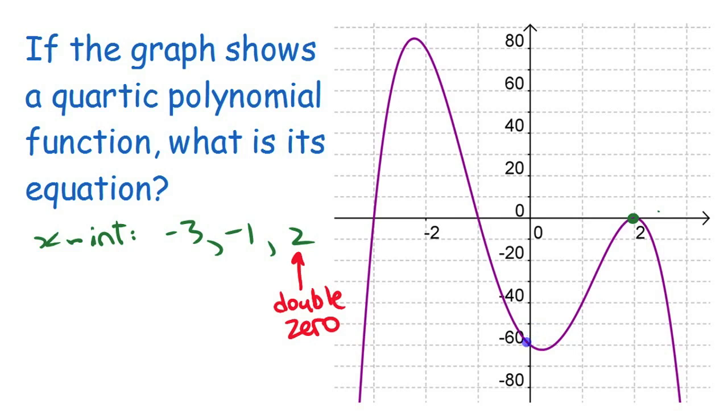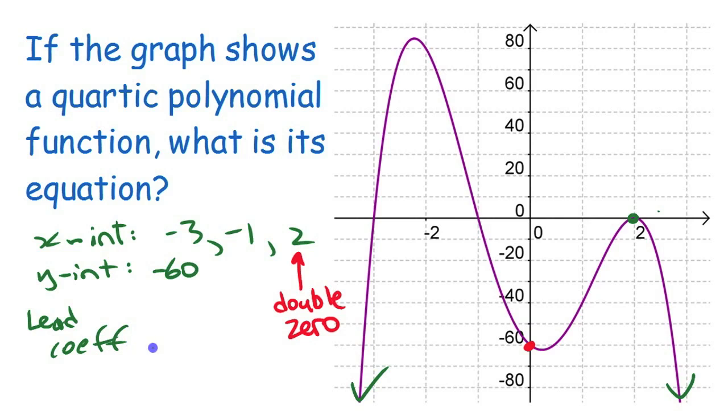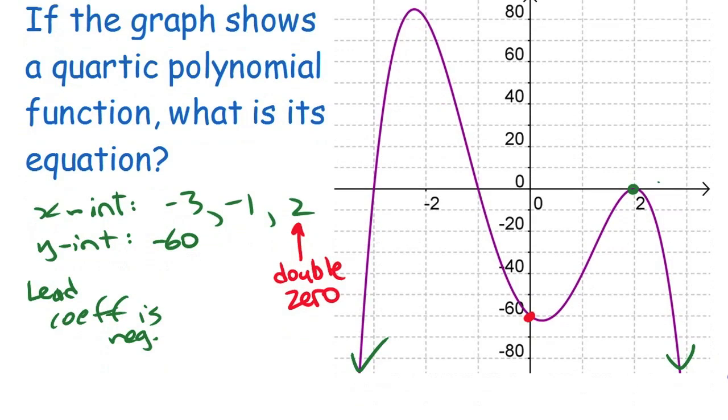Now the other information we can get quickly is there's a y-intercept there of -60. Y-intercept of -60. Right, we know that maybe some other things to notice are the end behavior of the thing. It goes down in both directions. All right, so the leading coefficient has to be negative. Lead coefficient is negative. So those are just some things that we can use to make sure we've got the equation right once we try and write something here.